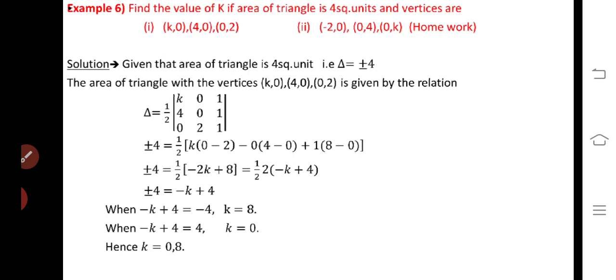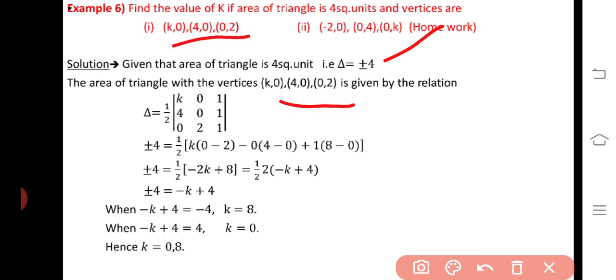Given that the area of a triangle is 4 square units, you have to find the value of k. Given the area of the triangle is 4 square units, that is delta is equal to plus or minus 4. Therefore the area of a triangle with the vertices k comma 0, 4 comma 0 and 0 comma 2 is given by the relation delta determinant is equal to 1 by 2 into determinant of k 0 1, 4 0 1, 0 2 1, and the determinant value is equal to plus or minus 4.